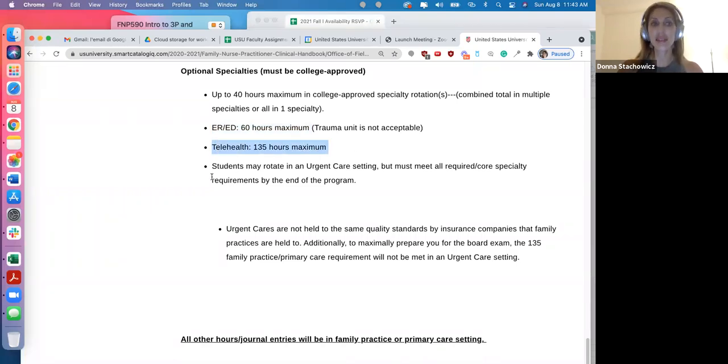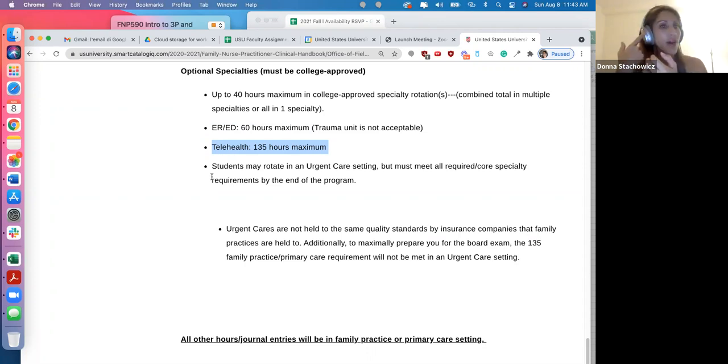Telehealth, maximum 135. And that's important to pay attention to. A lot of people really defaulted to telehealth during COVID. It's still going on. I think it's a good thing. Everyone thinks it's a good thing to have this opportunity for patients to remotely connect to providers. However, we do need to set limits.